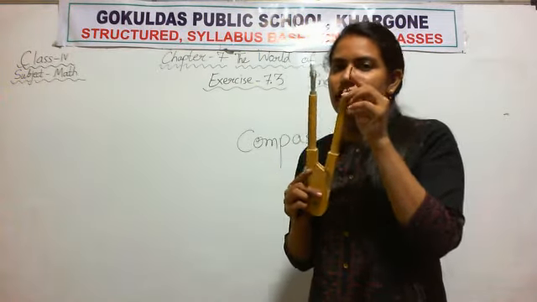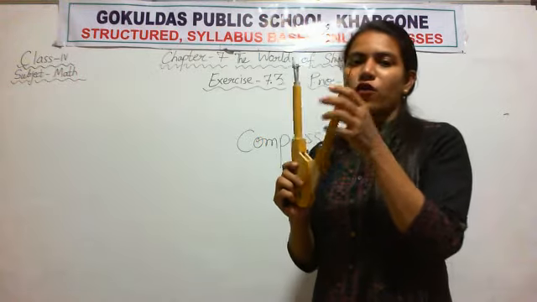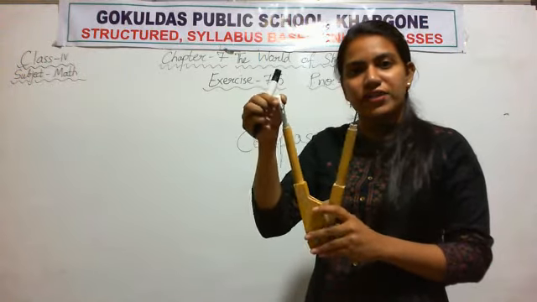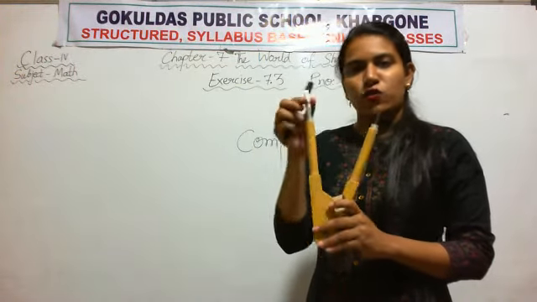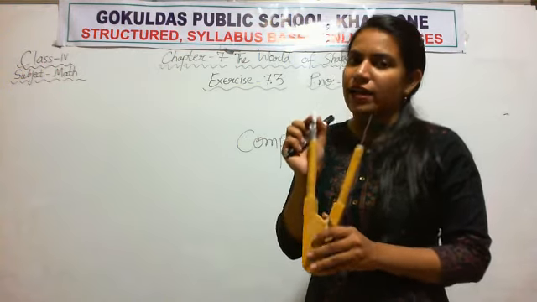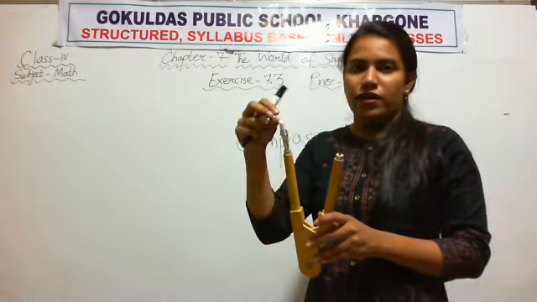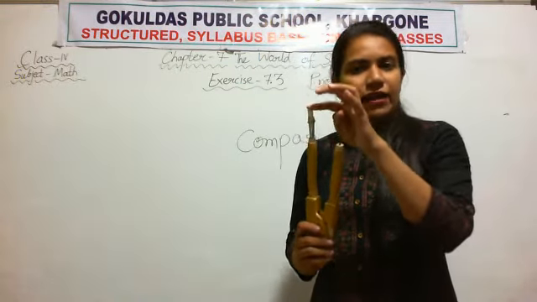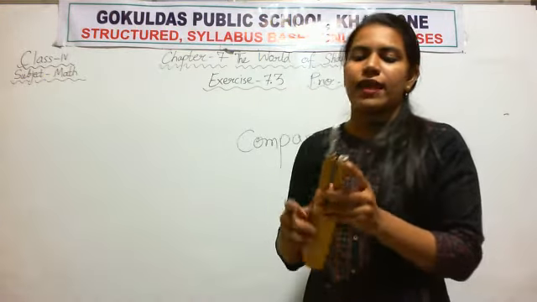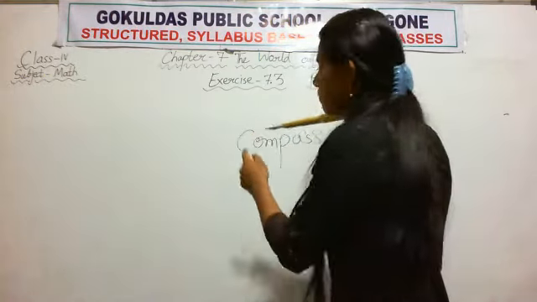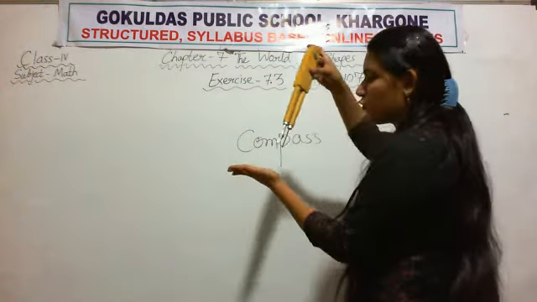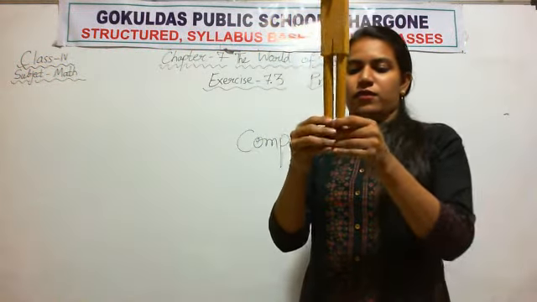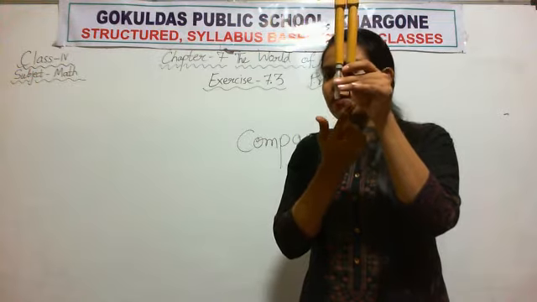One end of this tool has a metal point, and at the other end you will fix a pencil. You can take help of your parents to fix the pencil. After fixing the pencil, check that the tip of the pencil and the tip of the metal point are at equal length. You can check it by keeping it down on your notebook, with the pencil tip and the metal point at the same level.